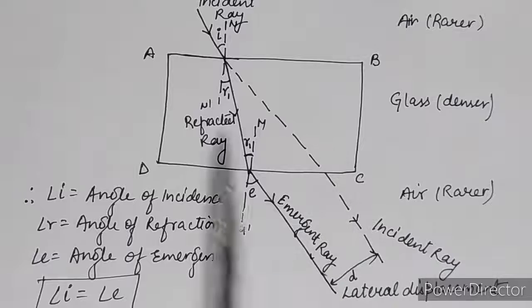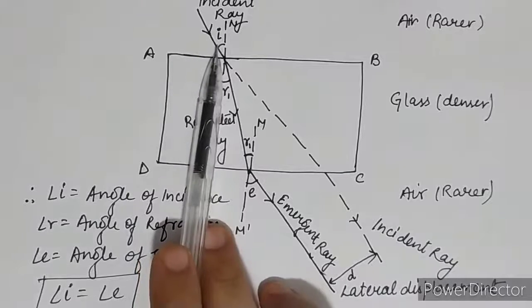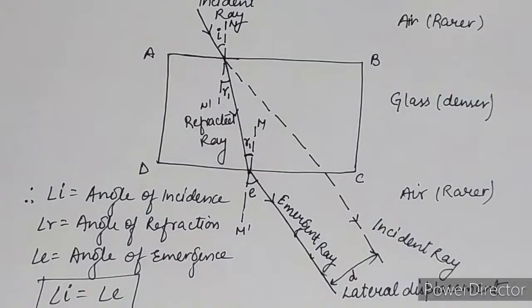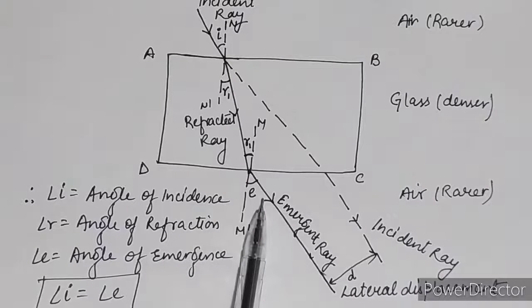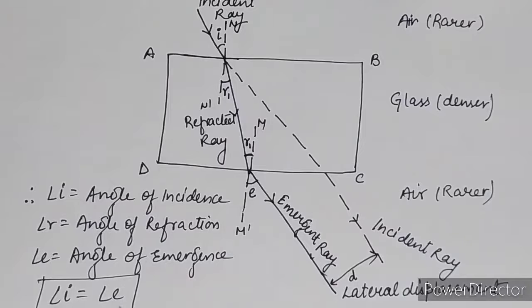So when it was entering the slab, here was the angle of incidence I, and then we have the emergence angle. So angle I is equal to the angle of emergence. The incident ray and the emergent ray both are parallel to each other, but there is a lateral shifting of the emergent ray from the incident ray. That's why it is known as lateral displacement. Clear? Okay, so this is about it.